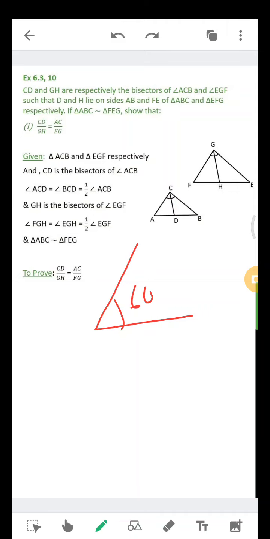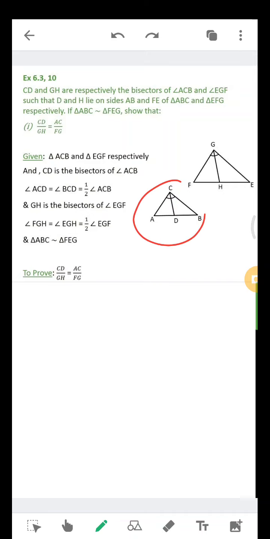So let's write what's given first, and a few more things are given. D and H lie on sides AB and FE of triangle ABC and EFG. So D and H are lying on the sides AB and FE of triangle ABC and EFG respectively. If triangle ABC is similar to FEG, this is given to us, we don't have to prove.